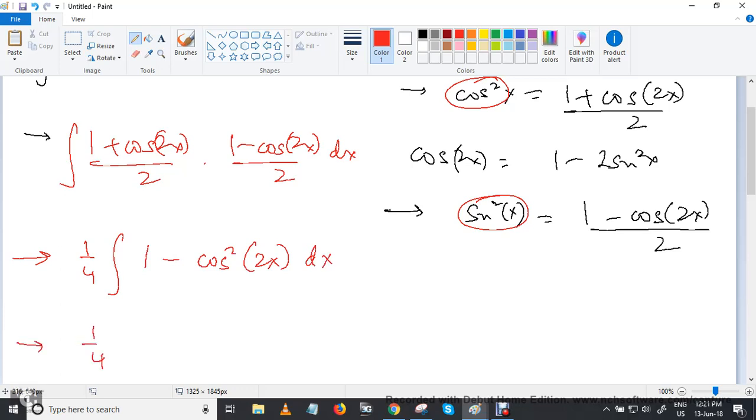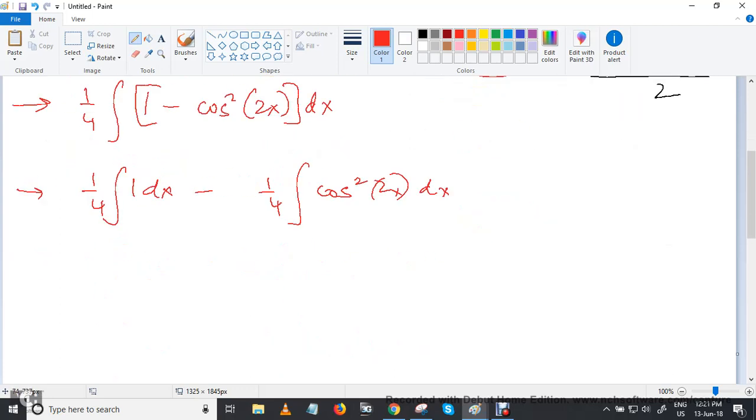Now there's a small problem here. We have cos square again. We ended up getting another even exponent. Again, the same formula can be applied, but with a slight change. So we do that. We expand the integral. We put this 1 times dx, and then we create a separate integral for cos square 2x dx. And now what happens is, this can be solved directly. This is equal to x by 4.